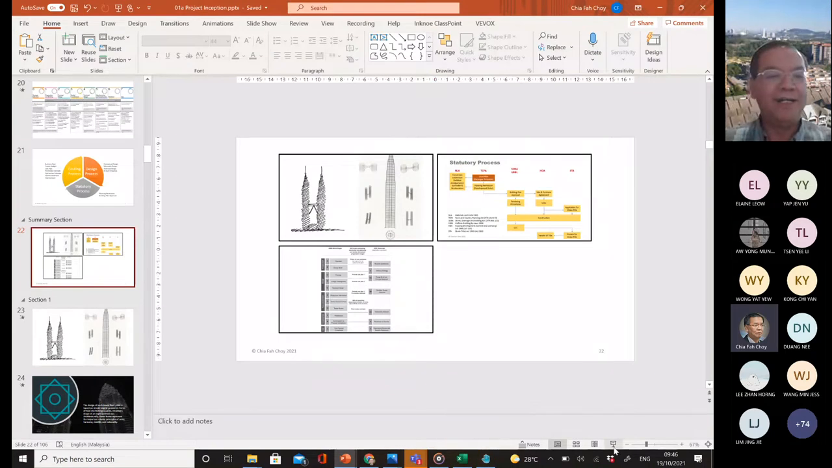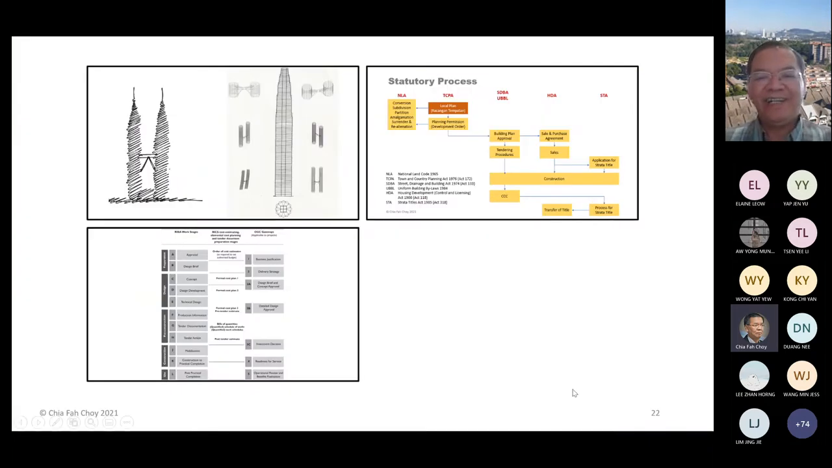Okay, I think I continue. So the next stage, over here, I will talk about the design process, the statutory process, and the costing process in more detail in the next few slides, before we go for the break.